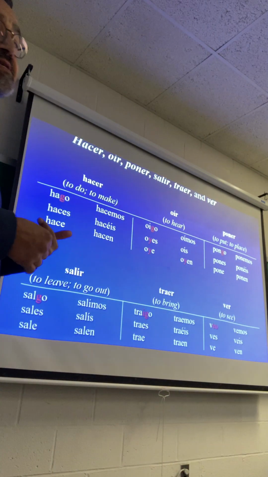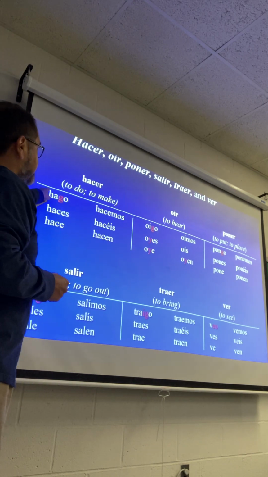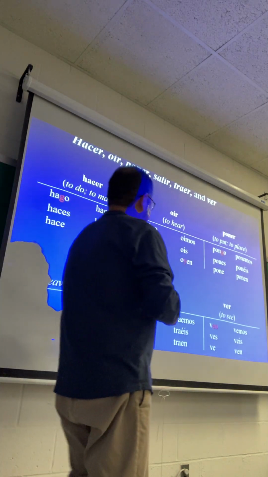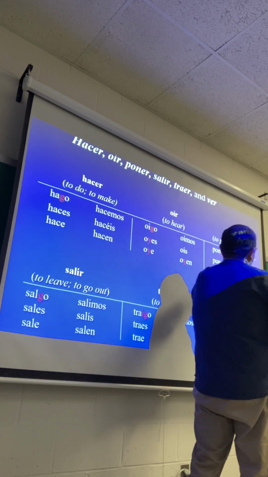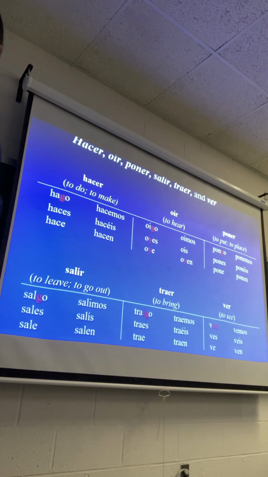Now, just as an aside, because if you look at these verbs, okay, if you look at hacer and salir and traer and poner, and if we were doing oír, okay, these are sometimes called go verbs because all the yo forms end in what?